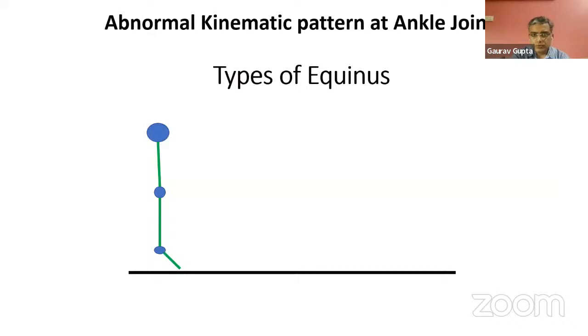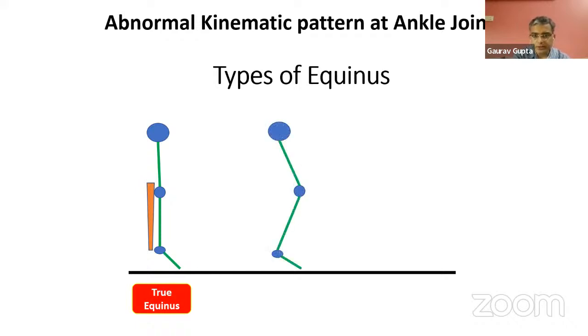So let us talk about the types of equinus which we usually see. These were the four hemiplegic patterns. We'll summarize them shortly. So one is true equinus, where the knee is extended, the pelvis is neutral to slightly flexed, and there is true equinus at the ankle.